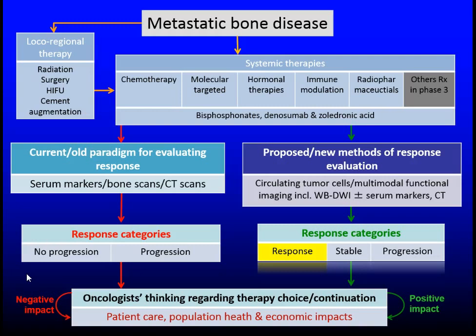The new methods of doing this, using whole body MRI scan, PET scanning, serum markers, circulating tumor cells, etc., enables us to break this paradigm. So instead of having 2 categories, we now have 3 categories: response, stable and progression. And this exactly matches what happens in soft tissue disease. That will have a different effect on oncologic thinking regarding therapy choices, and hopefully that will change the way that the care for these patients is delivered.